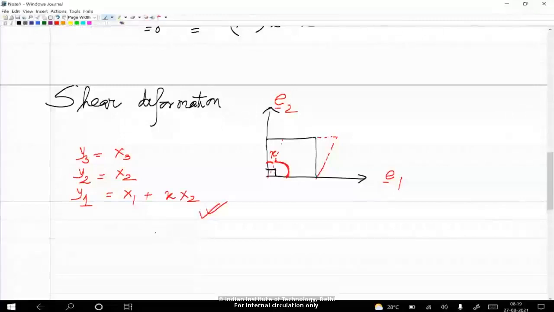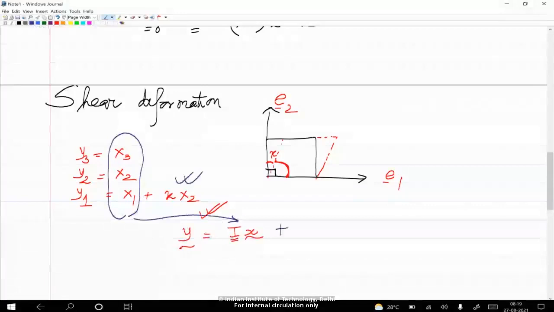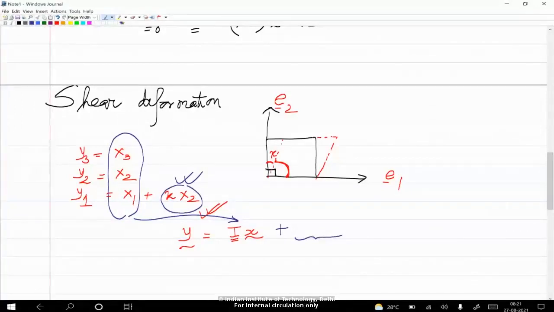Let us try to write this in tensor form. So I believe we can write this as y is equal to identity times x. This takes care of this part over here, but then you have this extra term. So how do I include that extra term? Anybody has idea how can I include this extra term? K e2 tensor product e2 into x. I think you guys are getting close. This is not correct anyway.